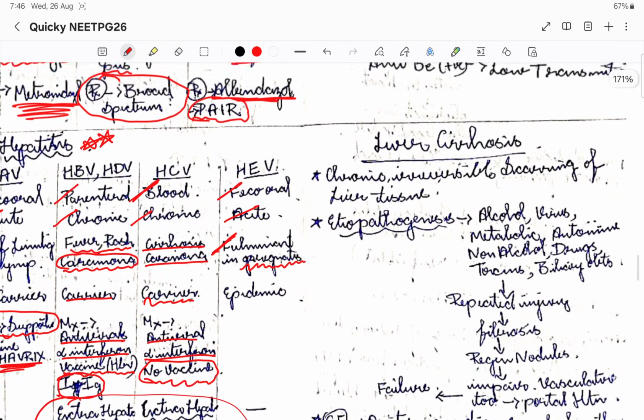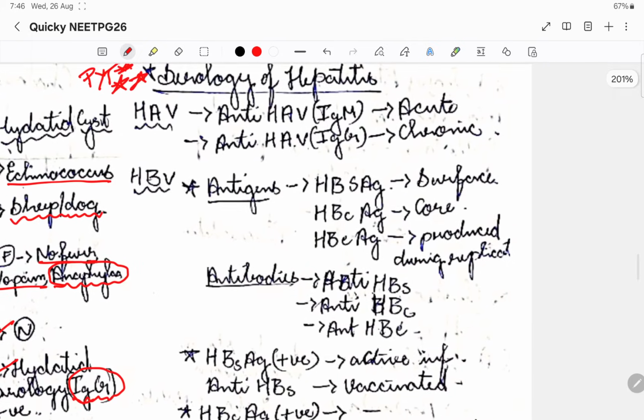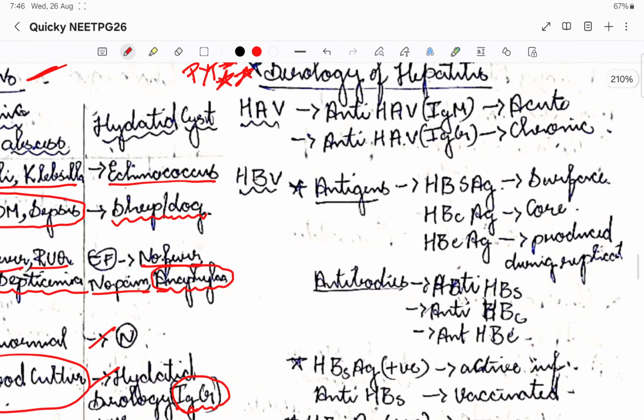Then coming to the serology of hepatitis, which has been the examiner's favorite. This has been a previous year topic. So how do we test for HAV? Let us see what are the things that are there.